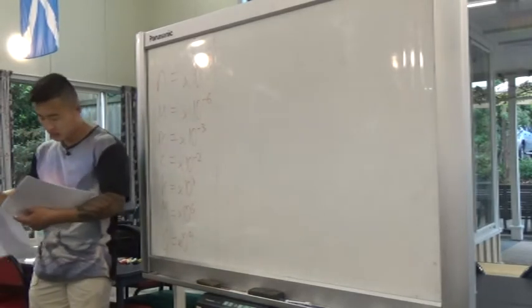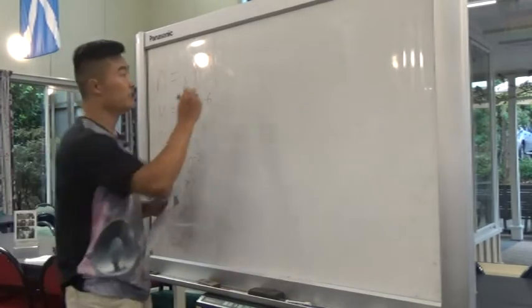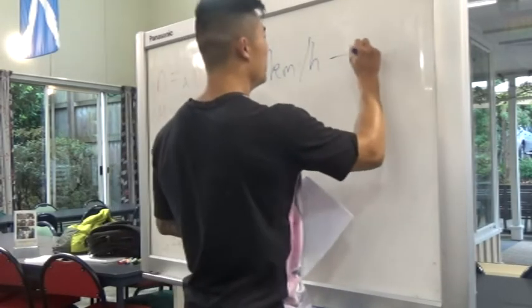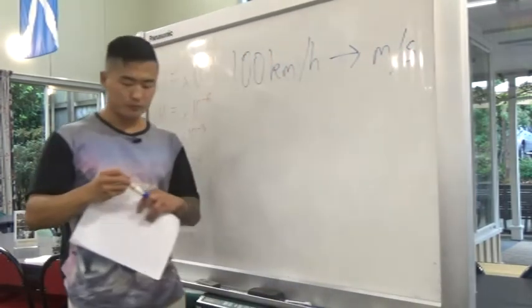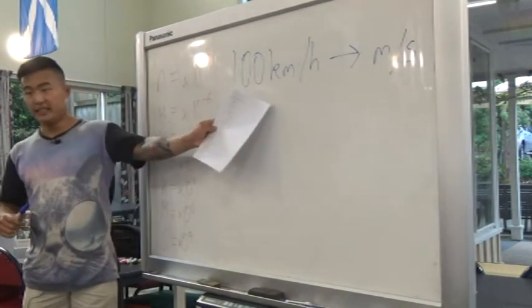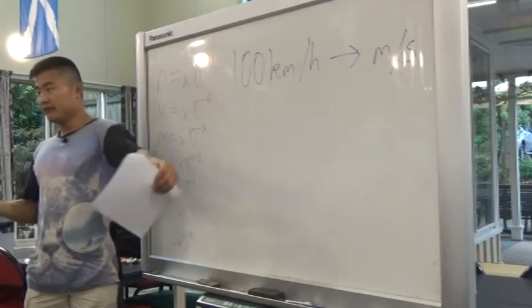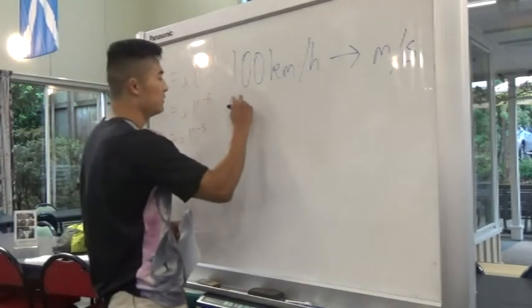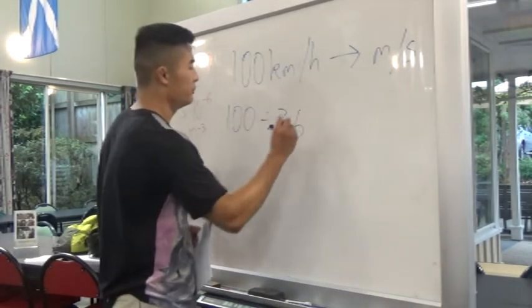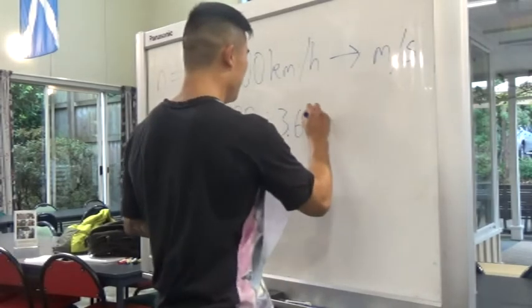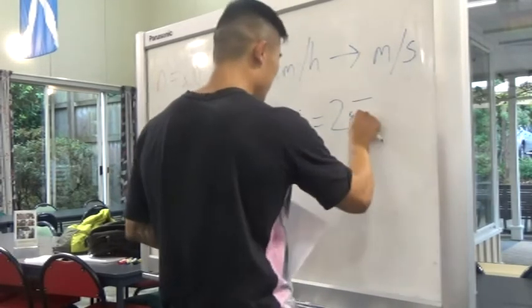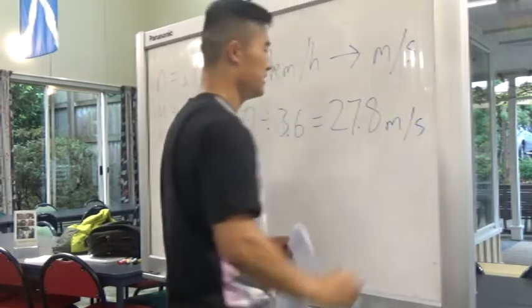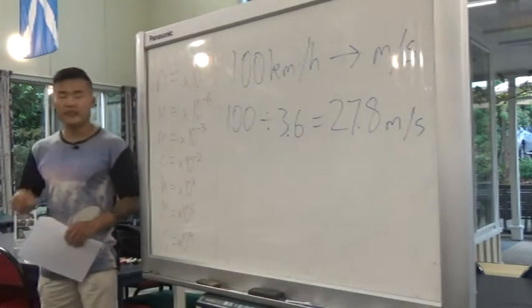Yep. Oh yeah. So number 10, we're trying to turn 100 kilometers per hour into meters per second. They'll often give you velocity in kilometers per hour, but in physics 191 we have to use meters per second, okay? To do that, you just divide your number, 100 divided by 3.6, and that's going to be 27.8 meters per second. So you just divide the value by 3.6.